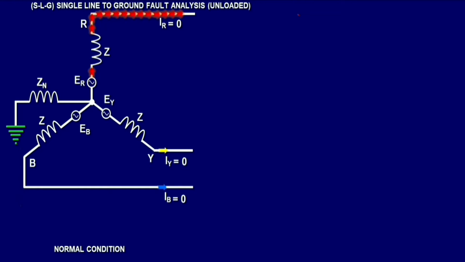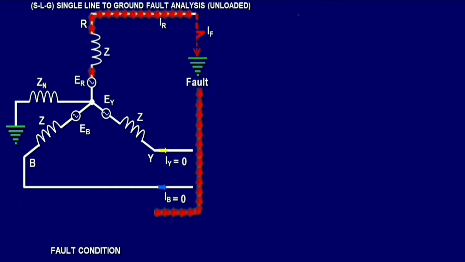For this scenario, if neutral is grounded, when a single line to ground fault has occurred in line R, the fault current has a path flowing to the ground through the neutral point. Whatever the current flowing in R phase is measured as fault current.